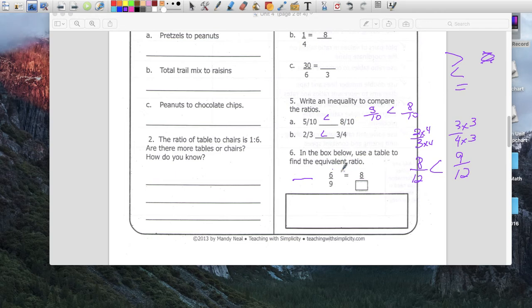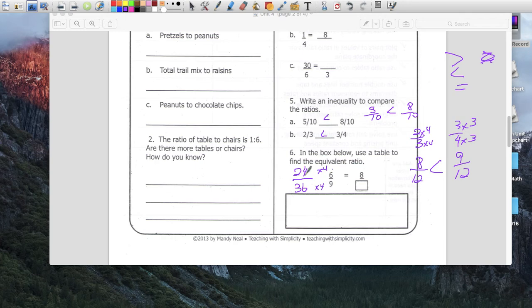Okay, so let's change something that will help us with the 8. Let's change the 6 and make the 6 into 24. How did I do that? Multiply by 4. And I'm going to multiply the 9 by 4 too.